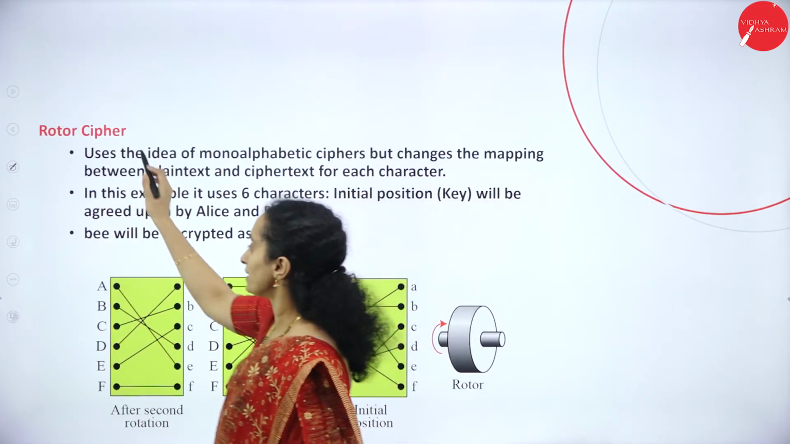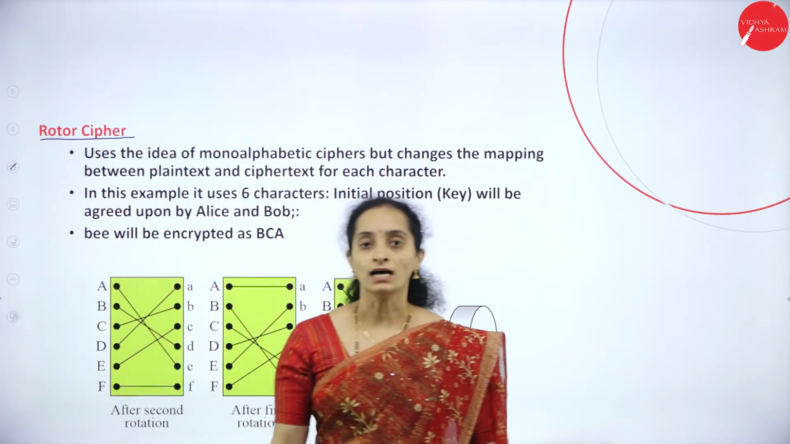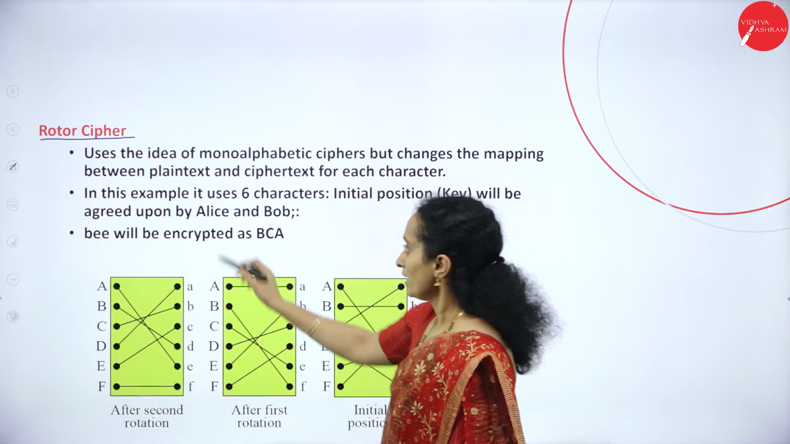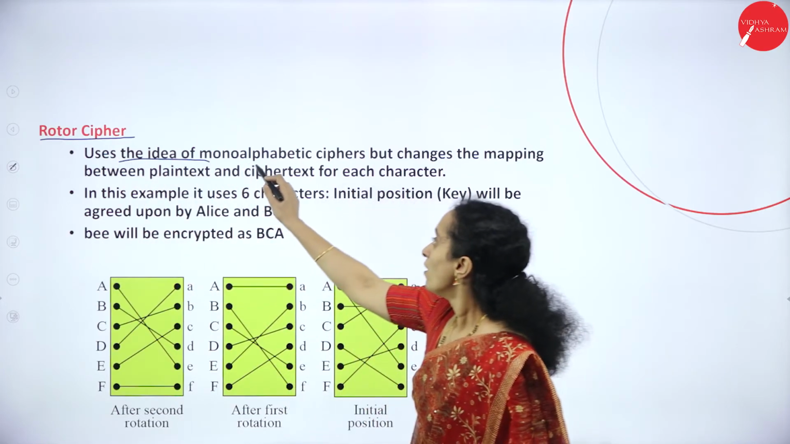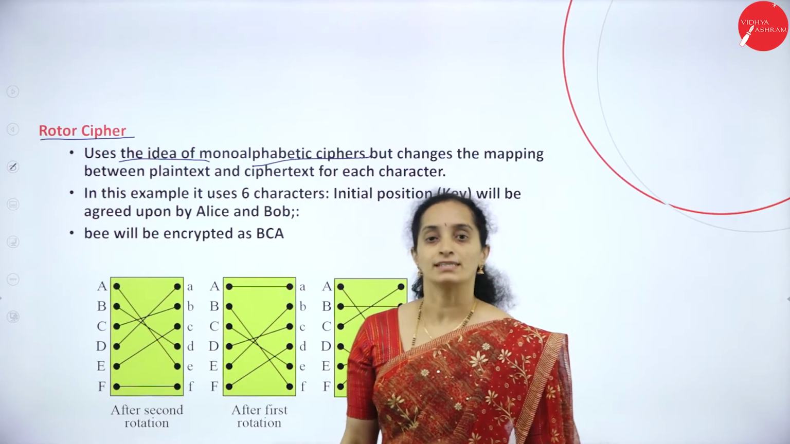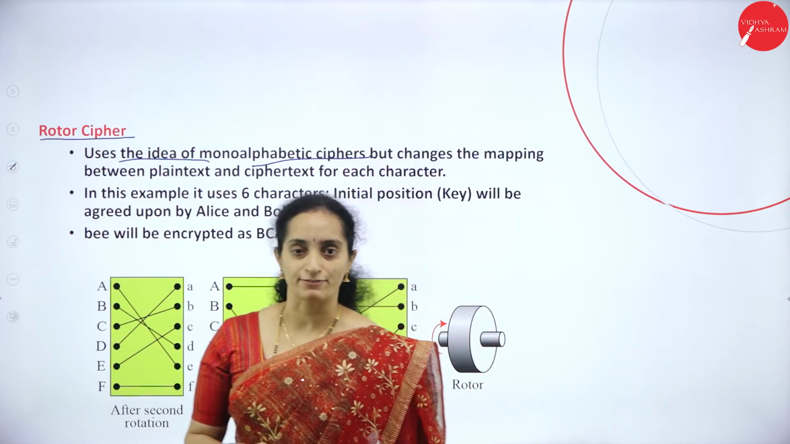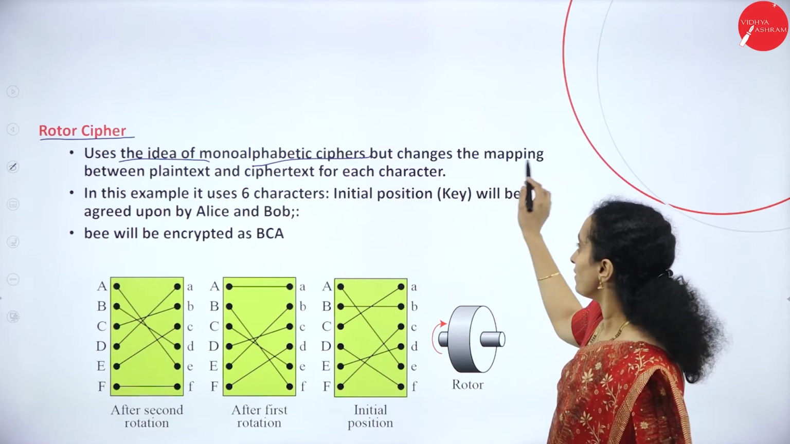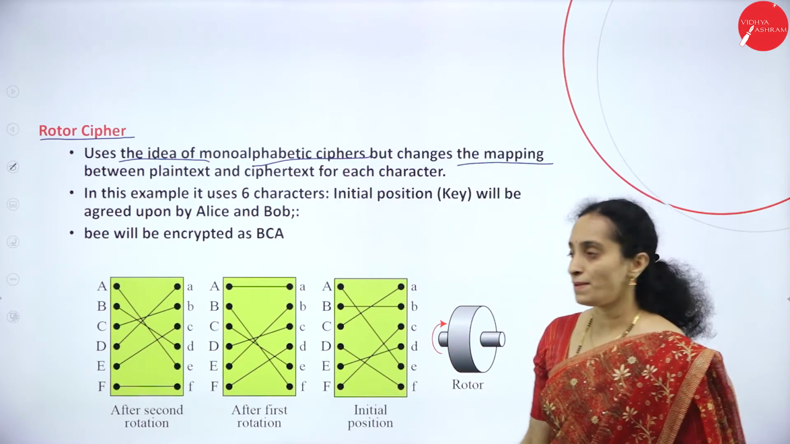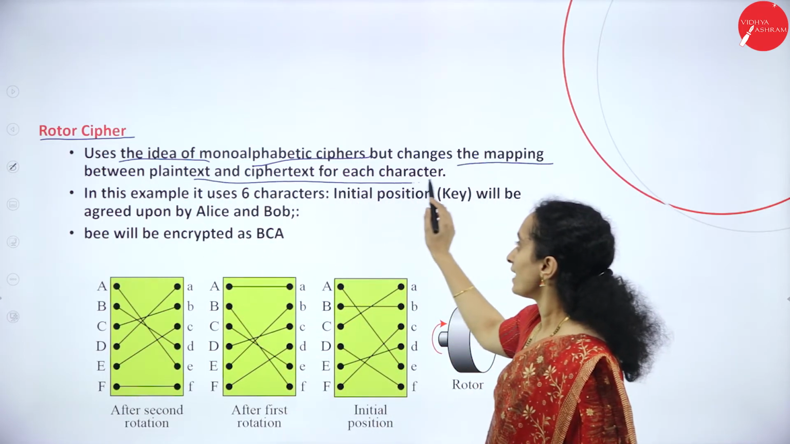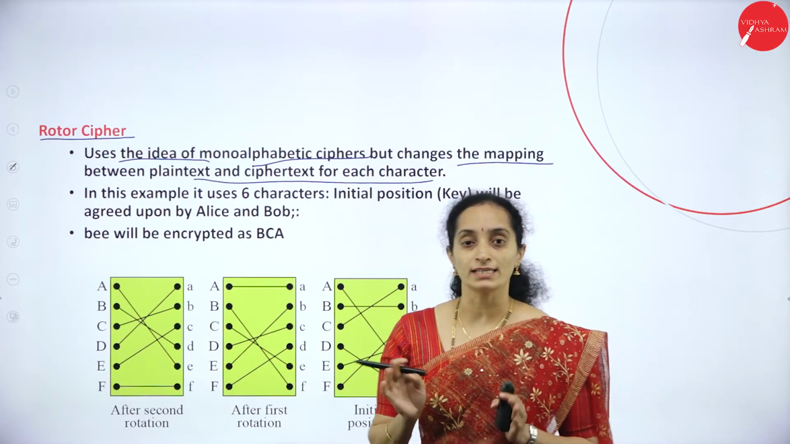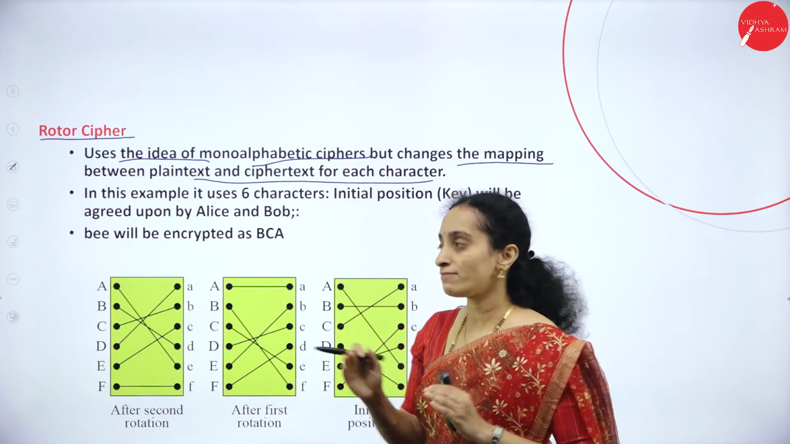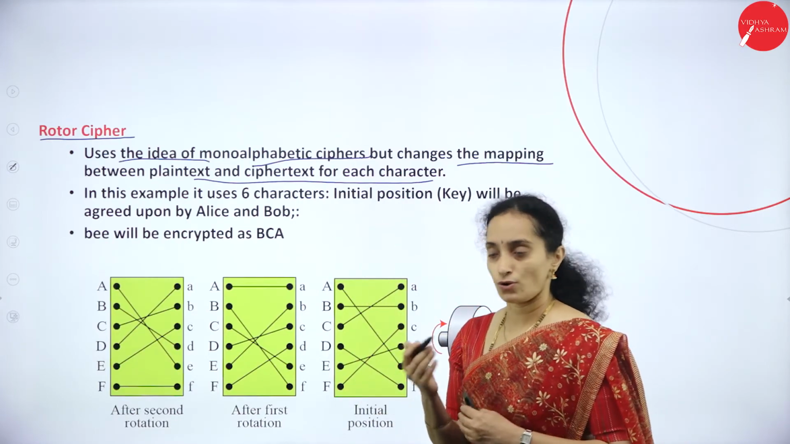Another cipher method that we have is the rotor cipher. Okay. It is a type of polyalphabetic cipher, but it uses the idea of the monoalphabetic cipher, while changing the mapping between the plain text and cipher text for each character. One-to-one mapping will be there, but that mapping will be changed in the rotor cipher.